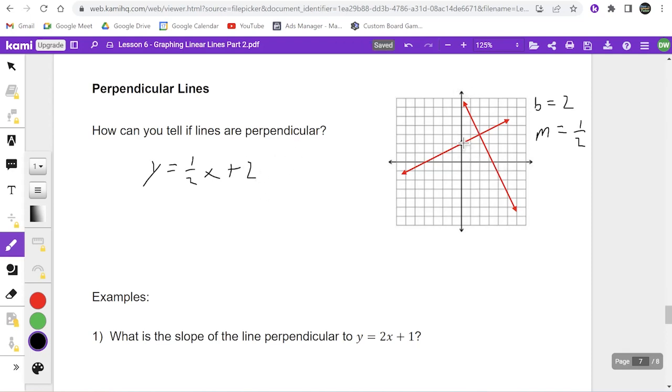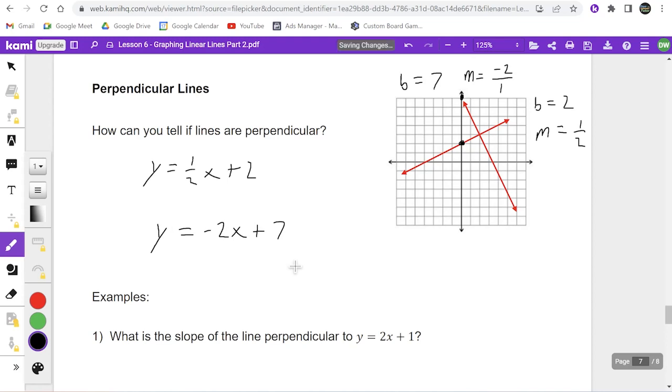Now for the other one, we can't exactly see where the y-intercept is, but I'm guessing it's at 1, 2, 3, 4, 5, 6, 7. It looks like b is 7. And then the slope is negative because it's going down. I'm going to pick this point right here and then count. It goes down 2, right 1. Down 2, right 1 means negative 2 over 1, or you could just say negative 2. So the equation of the other line is y equals negative 2x plus 7.